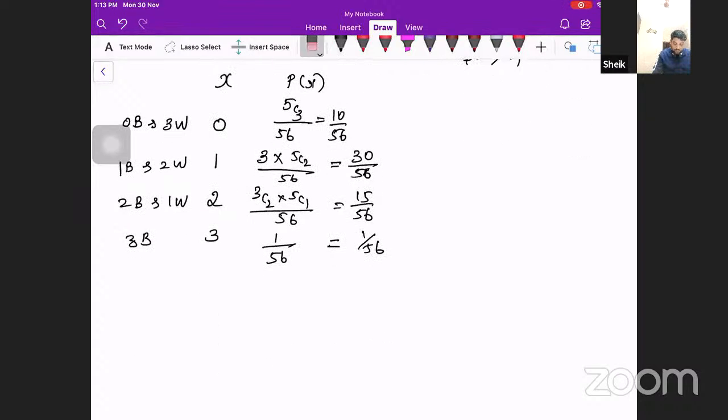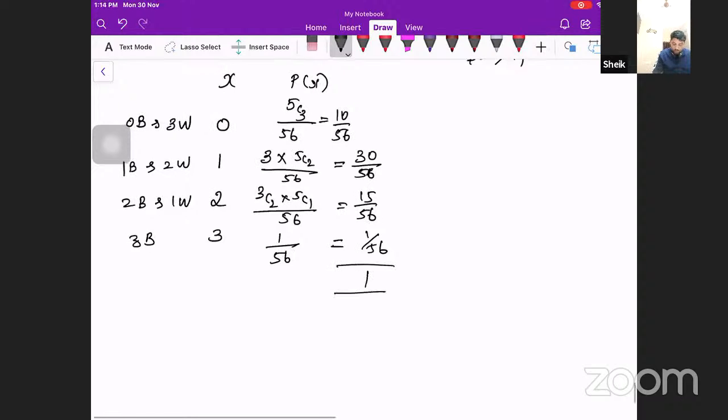Now we need to just check, my dear. The sum should be equal to 1. Just check: 10, 30, 15, 1 over 56. Yes, it is coming.